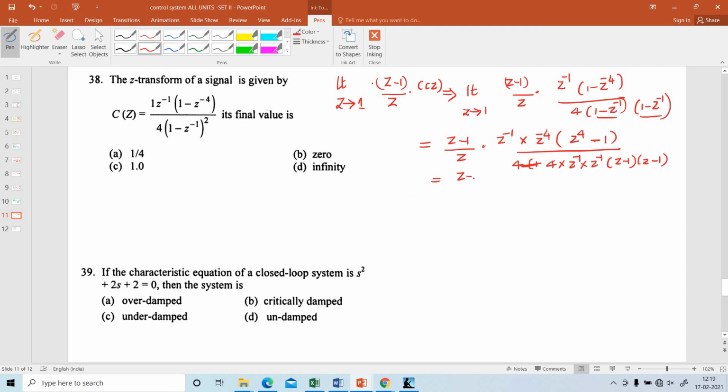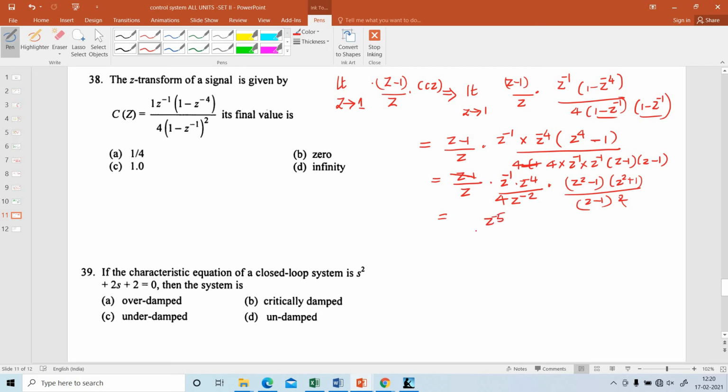So (z minus 1) by z into (z minus 1) into (z minus 4) divided by (4z power minus 2). Here z power 4 minus 1 I have to rewrite as z square minus 1, a minus b into a plus b: (z square plus 1) divided by (z minus 1) the whole square. So one of the z minus 1 is cancelled by the z minus 1.